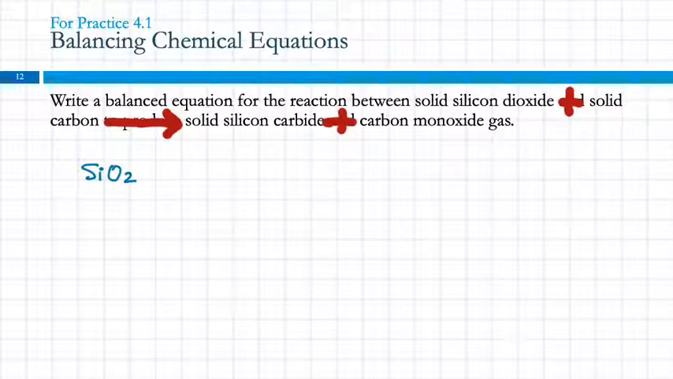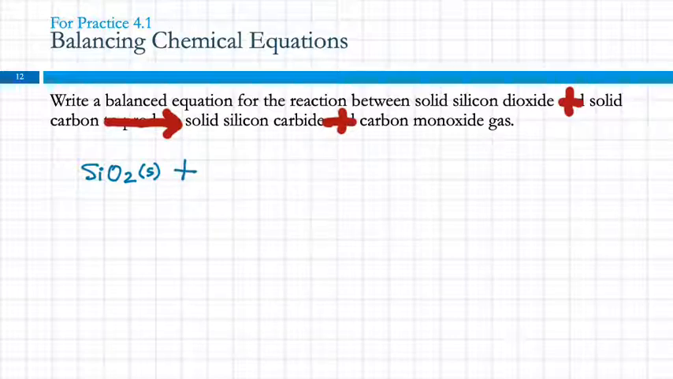And then we're told that it's a solid. So we can put in parentheses S to indicate the solid. Sometimes state symbols are very important, other times they're not. But since we can do them here, we're going to practice. And then we have a plus.